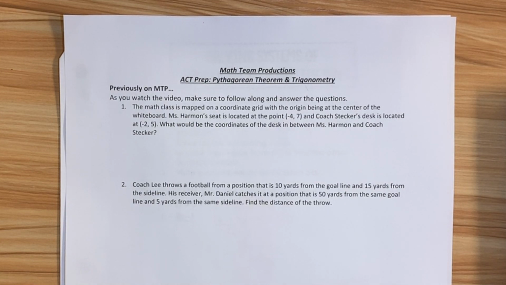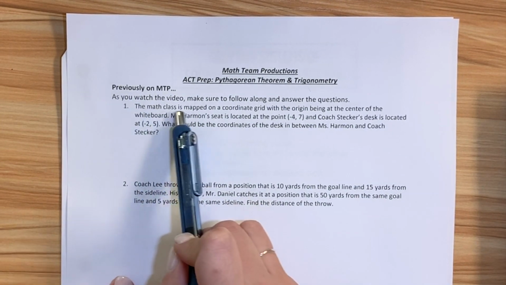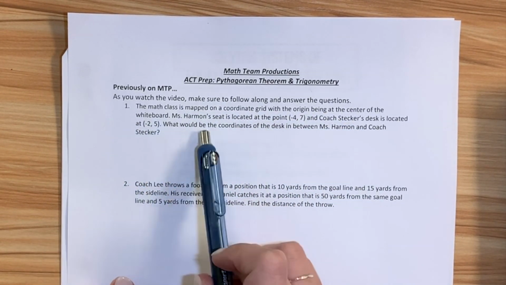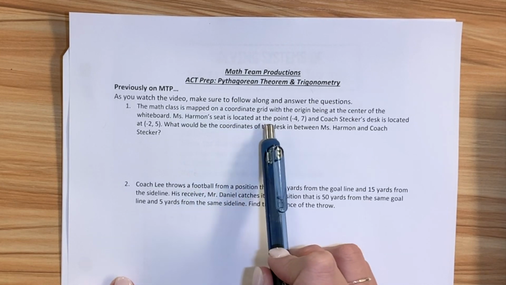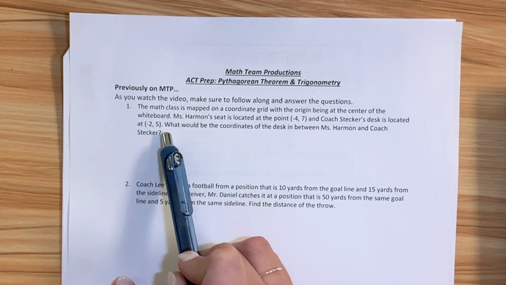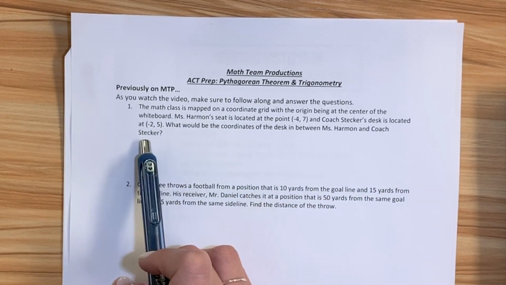So let's pretend we went through all the problems that we know and we have some extra time left, so let's get these two problems done. So we're going to first read it from the get-go. The math class is mapped on a coordinate grid with the origin being at the center of the whiteboard. Ms. Harmon's seat is located at the point -4, 7 and Coach Stecker's desk is located at -2, 5. What would be the coordinates of the desk in between Ms. Harmon and Coach Stecker?